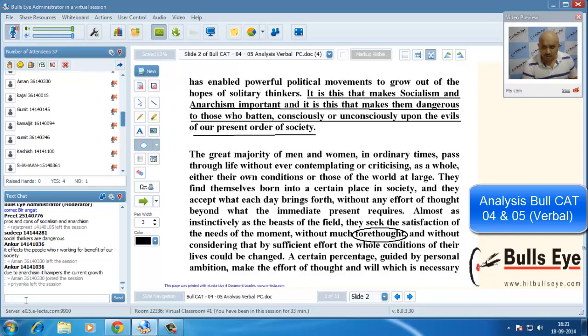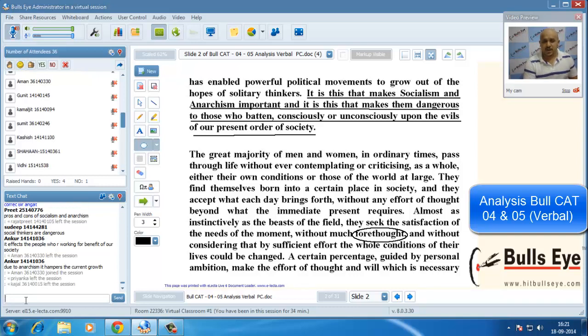And if you think closely, what does this line give you? It gives you awesome material to make questions. You can ask a possible implication of socialism and anarchism. You can ask an inference. You can ask effectively the meaning of the word batten, if anything can be done in this particular line. So always be on the lookout for such lines.